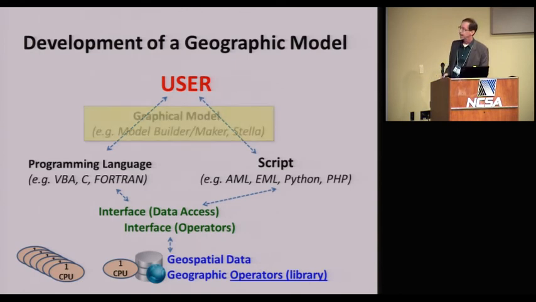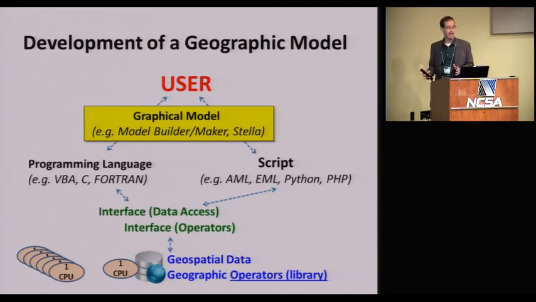Okay? Another approach, you saw Mike talk about this today, was the graphical model. I showed you an example of Model Builder. It's called Model Maker inside ERDAS. If you're familiar with Stella, if you come from the physical science community, you may not know this, but the person who was one of the architects of Model Maker and Model Builder, Perry Lautenschlager, we stole him from Stella, okay, and he helped put the Model Builder and Model Maker together at ERDAS, and then later Esri took it from ERDAS.